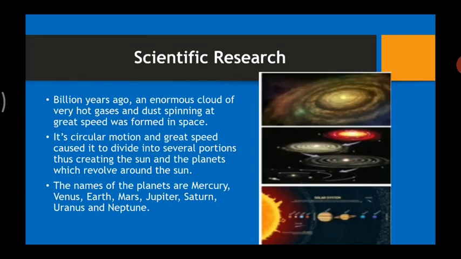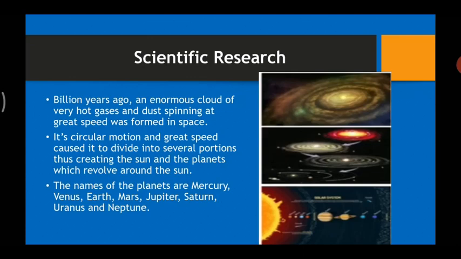Let's move forward. The first thing is scientific research. Now, on the basis of scientific research, it is now believed that around 4.5 billion years ago, an enormous cloud of very hot gases and dust spinning at great speed was formed in space. Now, as you can see in the first picture, children, an enormous cloud. Enormous means large or very big, of very hot gases and dust. It started to spin. That means going around with great speed.